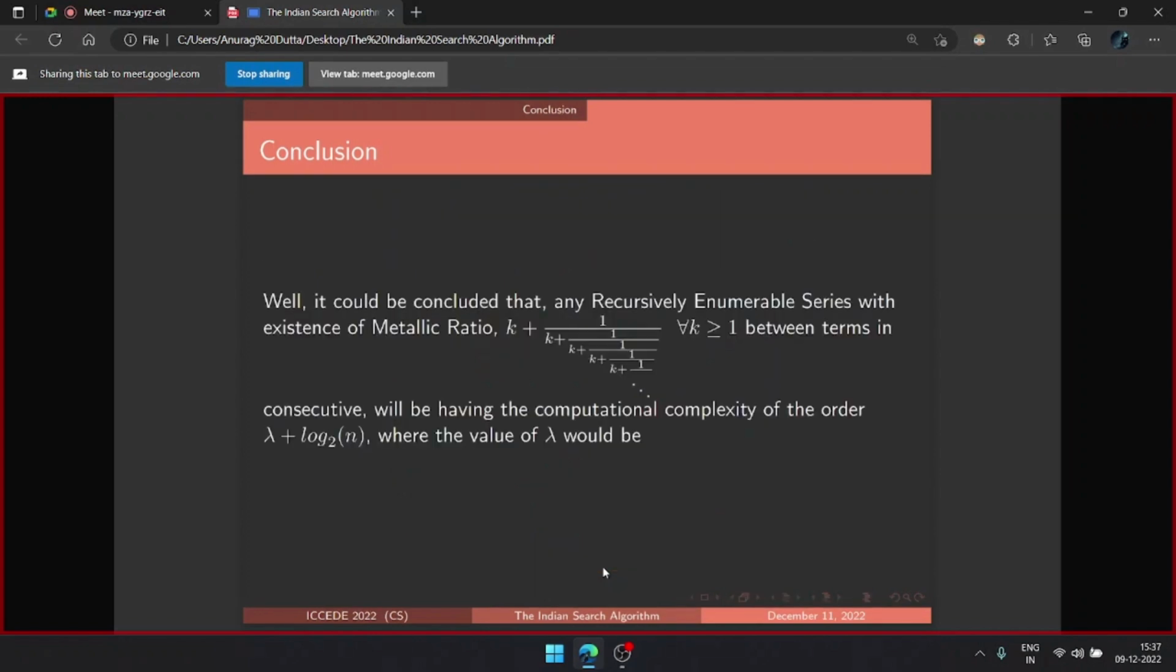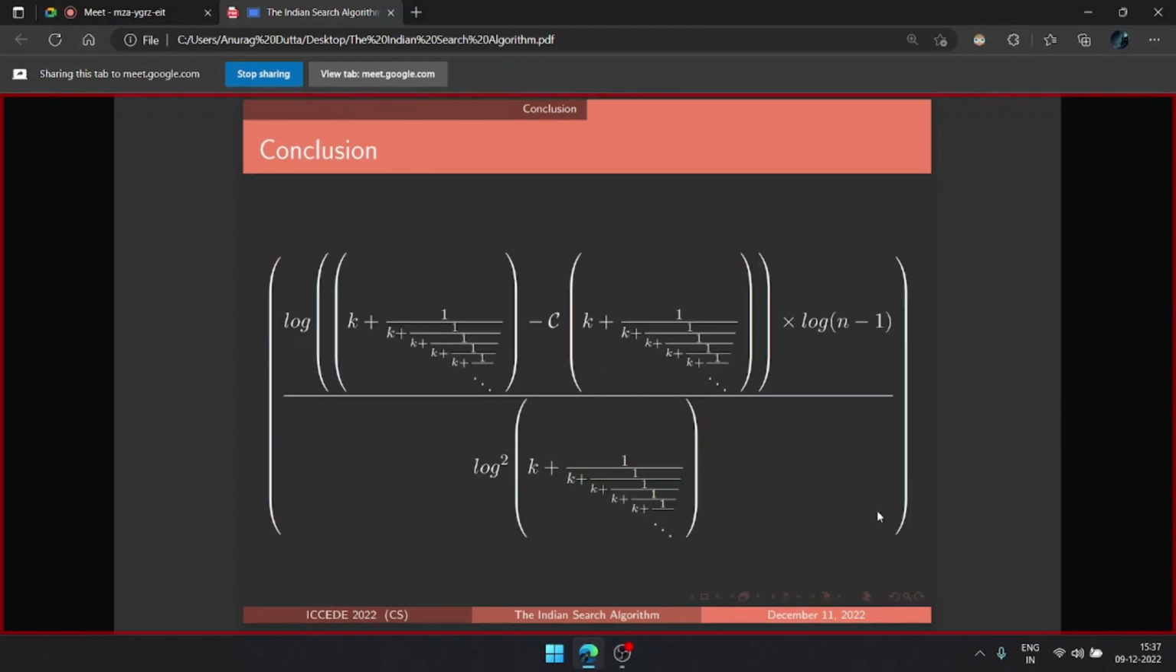Now, it could be mathematically concluded that in a recursively enumerable series with the existence of the metallic ratio k plus 1 upon k, for all k greater than or equal to 1, between consecutive terms, the search will have computational complexity of the order lambda plus log n, where the value of lambda would be this particular value.